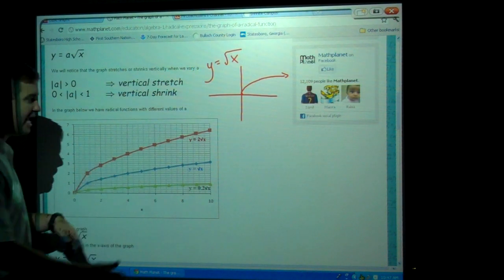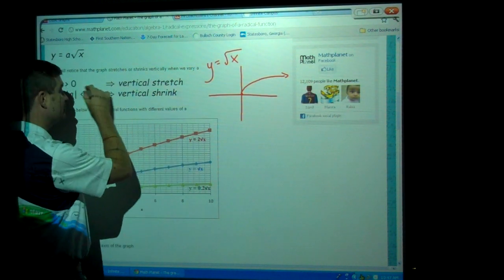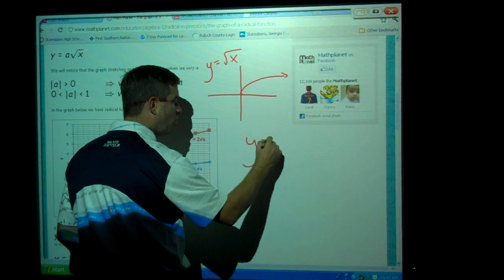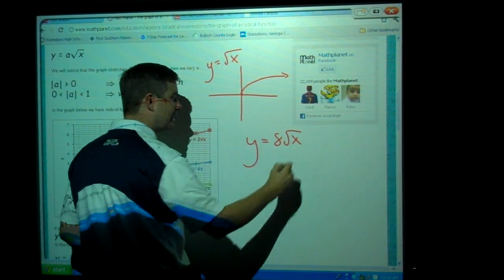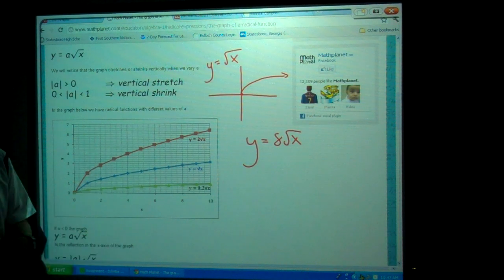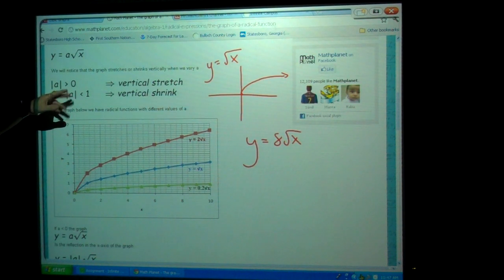If I change that number, and we said if it's greater than 0, let's do an example. Y equals 8 times the square root of x. I'm making it really big. A is 8. Is 8 greater than 1? Yes, it is. What kind of stretch or shrink is this going to be? It's going to be a vertical stretch because A is greater than 1.